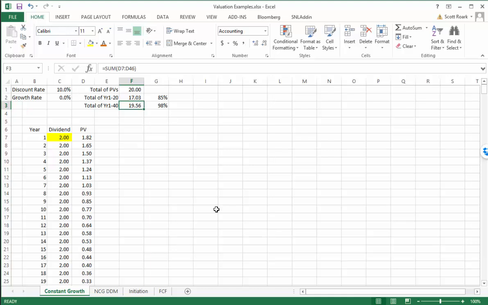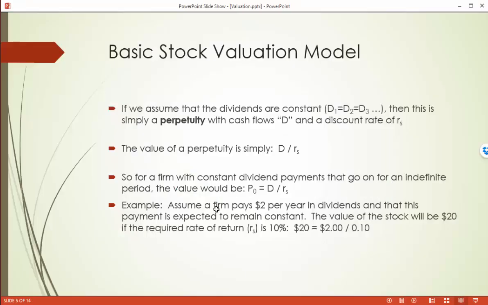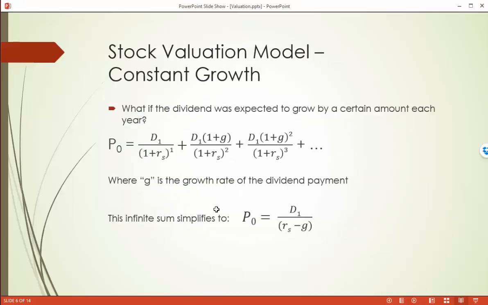We don't have to get too wrapped around the axle thinking about, well, gosh, what if this company doesn't last forever? Really, what we're talking about, if our horizon is for the next 40 years, that's close enough to forever for us. So let's go back to the slideshow here and extend the model a little bit, adding a little bit of complicating factors.